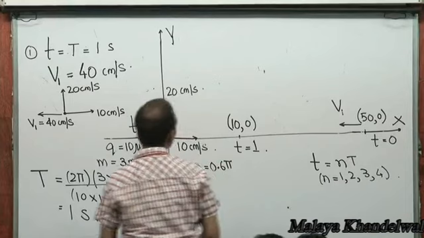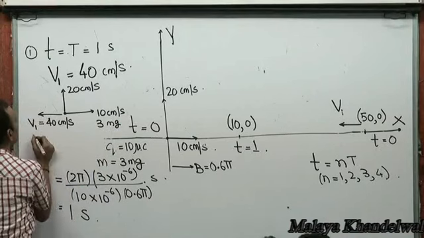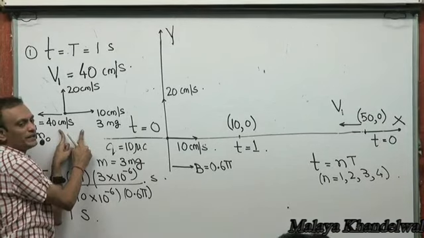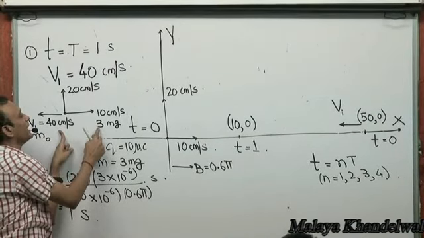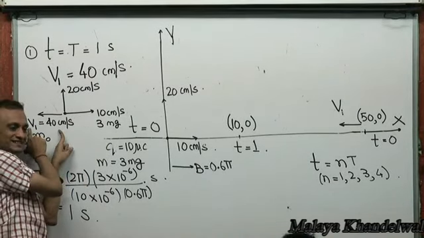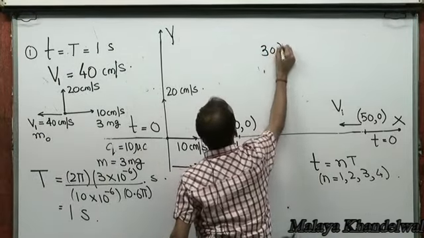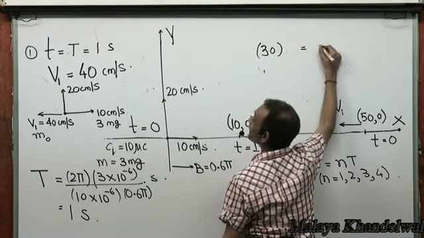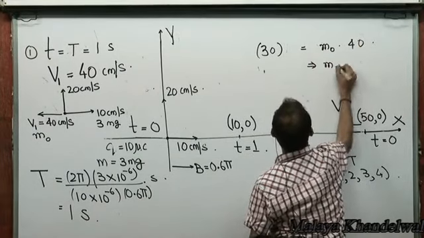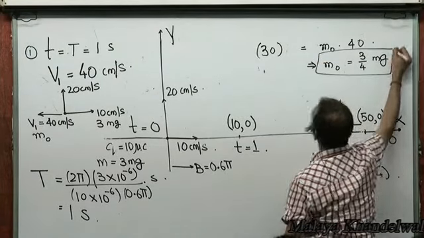Right? So then, this mass is 3 milligrams. This mass is, let's say, m0 milligrams. Then, in order that the net linear momentum before collision is 0, we must have 10 into 3 equals m0 into v1, along the x-axis. Can I say this? Yes or no? So, 10 into 3, which is 30, must be equal to m0 into 40. So one possibility of the mass is 3 by 4 milligrams. This is one possible value of the mass of the particle.